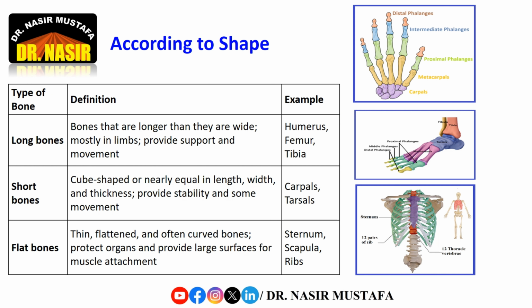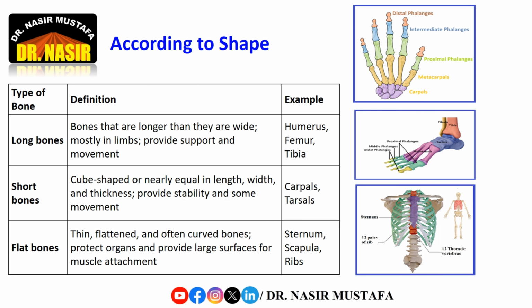Long bones are bones that are longer than they are wide. They are primarily found in the limbs and play an important role in supporting body weight, facilitating movement, and acting as levers for muscles. Common examples of long bones include the humerus, femur, and tibia.